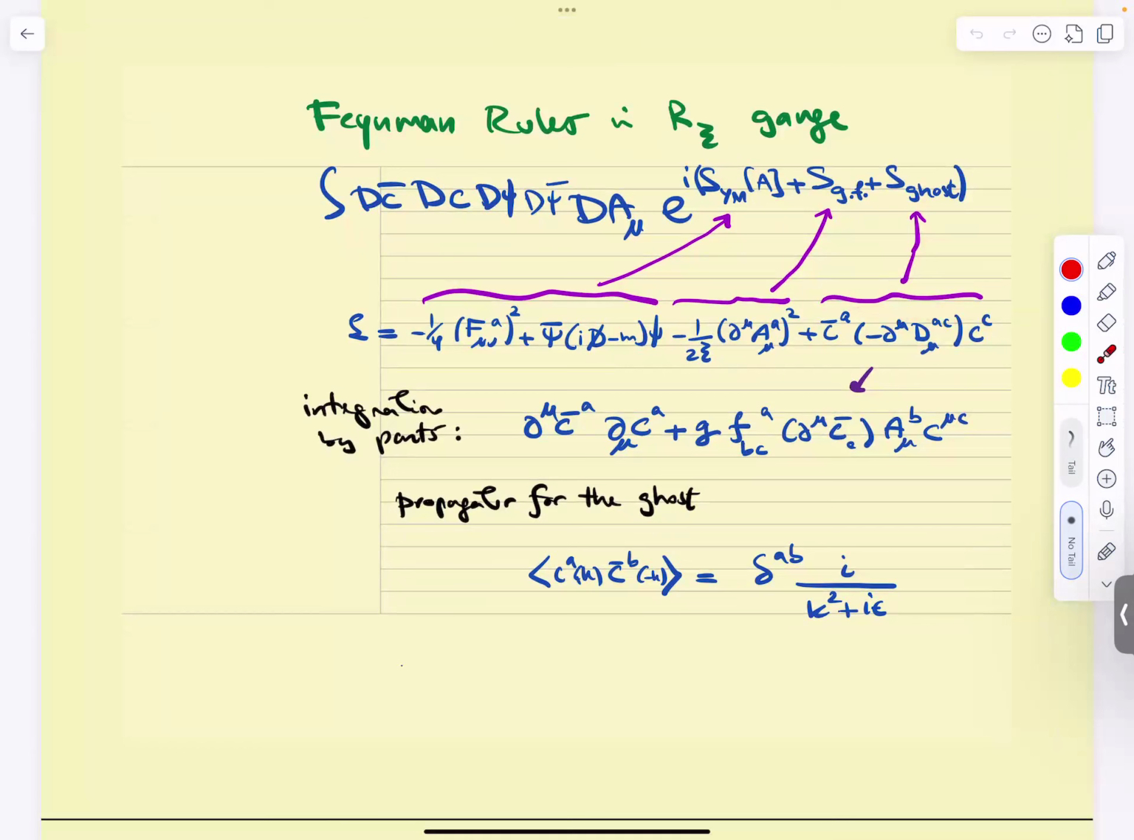Using integration by parts, you can write this as a standard kinetic term for ghost and anti-ghost plus this interaction. Notice that f^{ABC}, of course, appears in the interaction term. And that's why we have ghosts in non-abelian gauge theories and not in abelian ones. The propagator for the ghost, labeled by the adjoint representation, is just diagonal, delta^{AB} times i over k squared plus i epsilon, because it's just a massless scalar transforming as an adjoint.